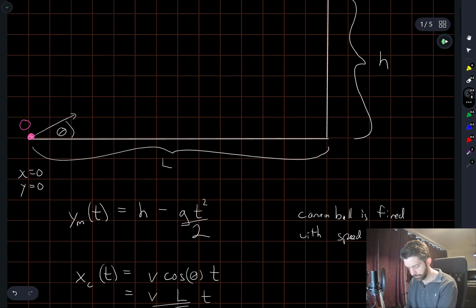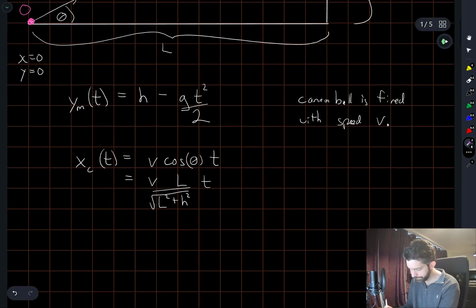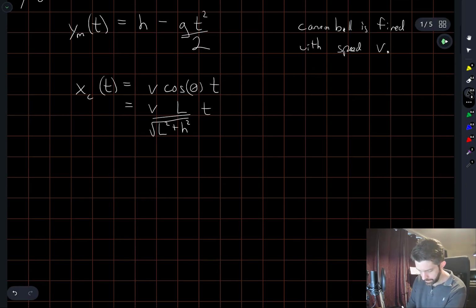Just make sure that's correct. Yep. Okay. And the vertical position as a function of time. Well, let's write the vertical speed as a function of time too.